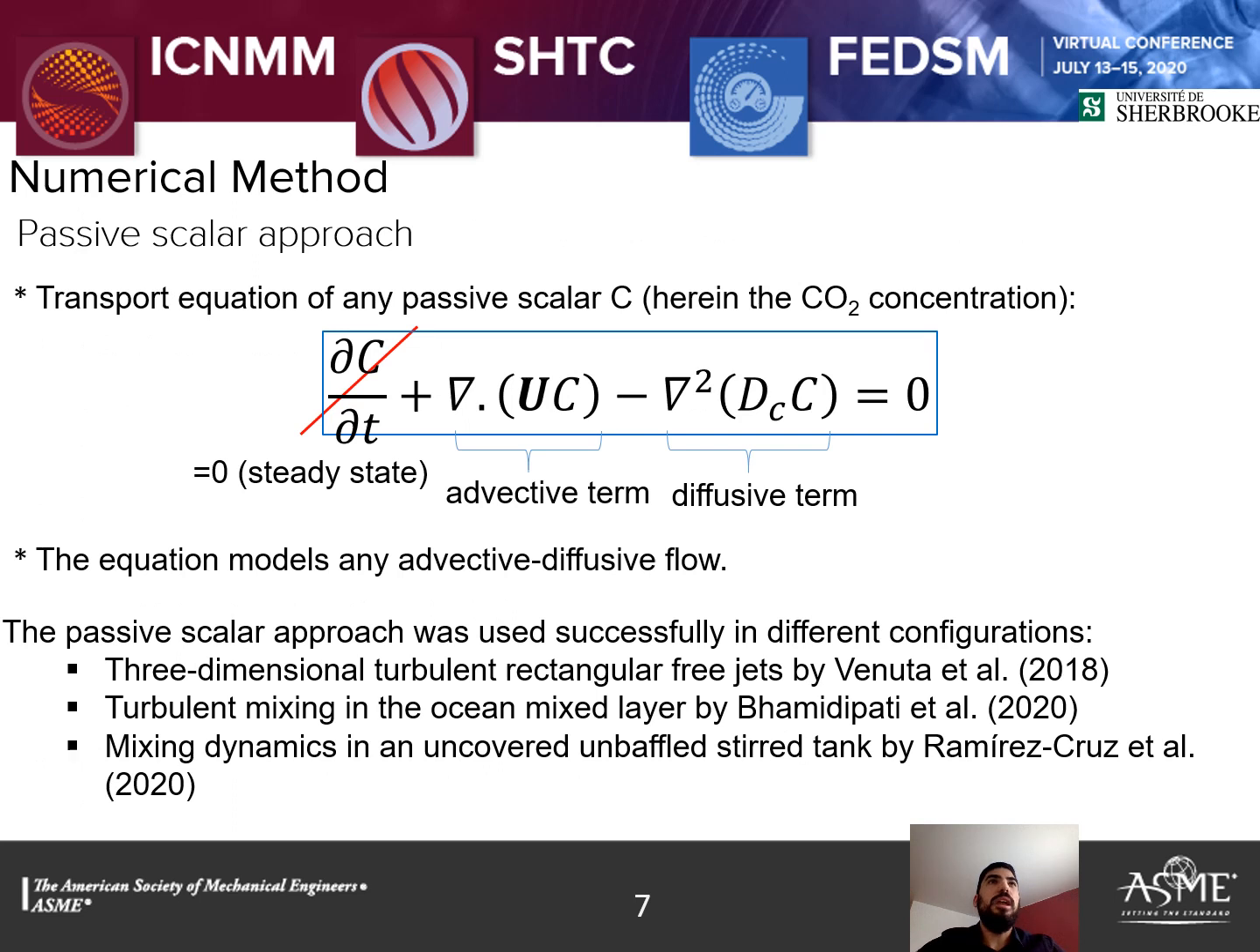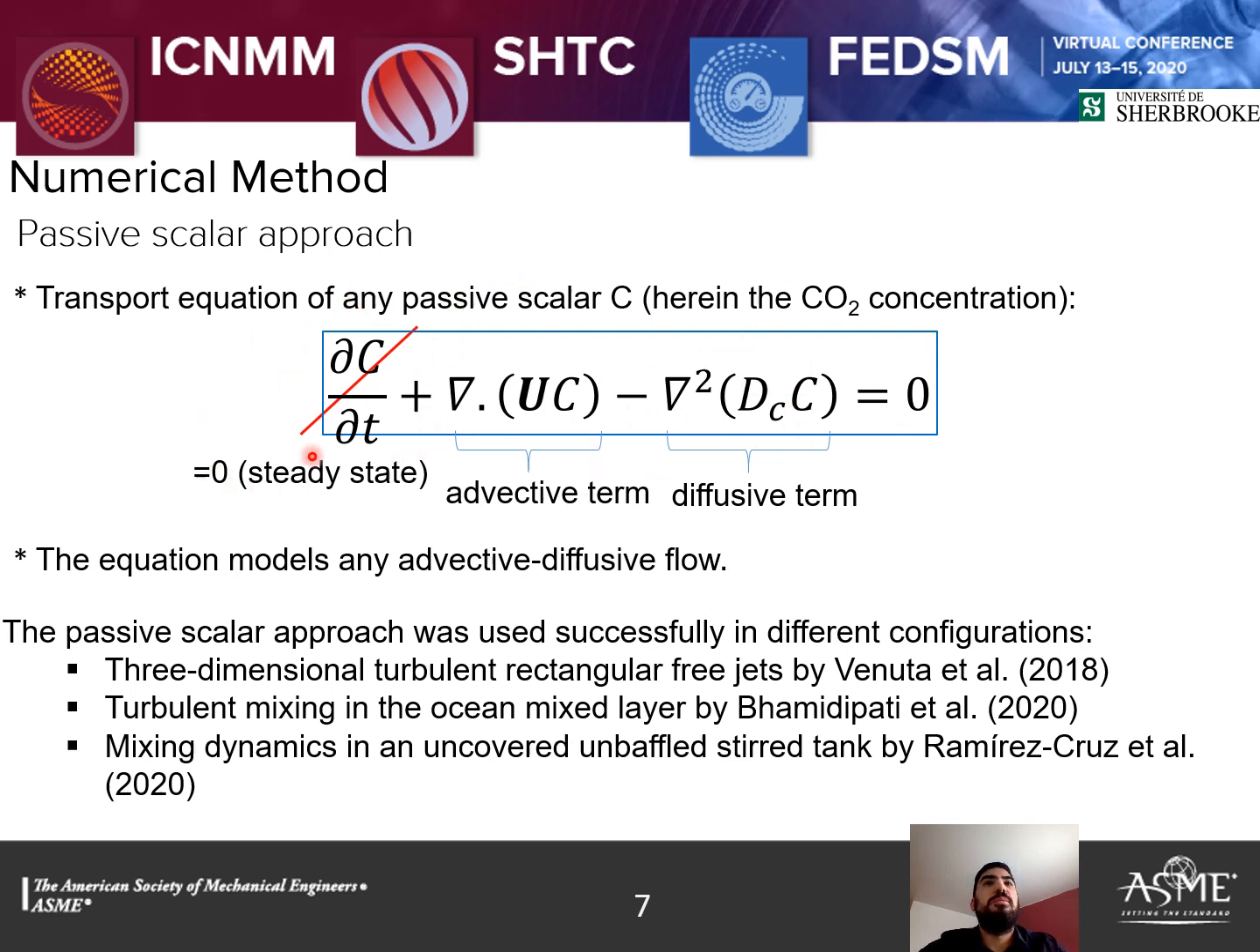Concerning the approach, we use a passive scalar approach, which is an advective-diffusive transport equation. This equation models how the CO2 is transported by the main flow of the air. The equation is divided into 3 parts: the temporal part, the advective term, and the diffusive term.